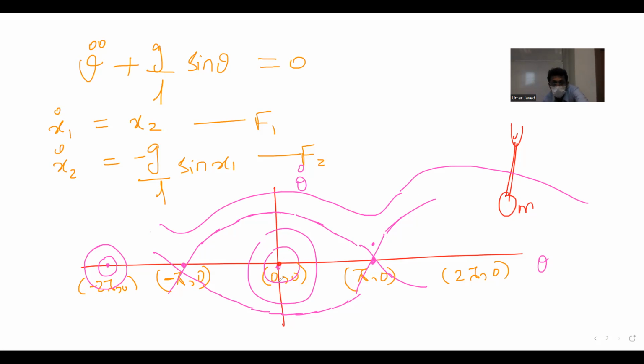So this equilibrium point is what is known as a saddle. This equilibrium point is known as a center.